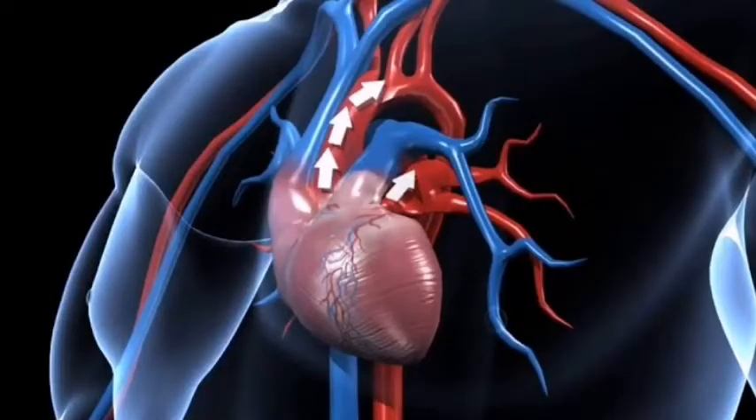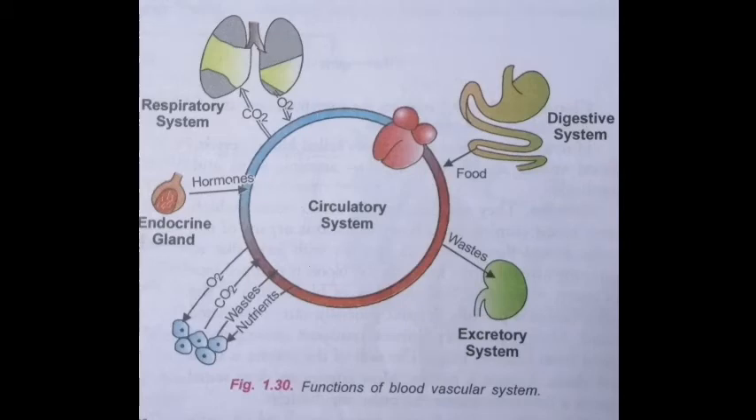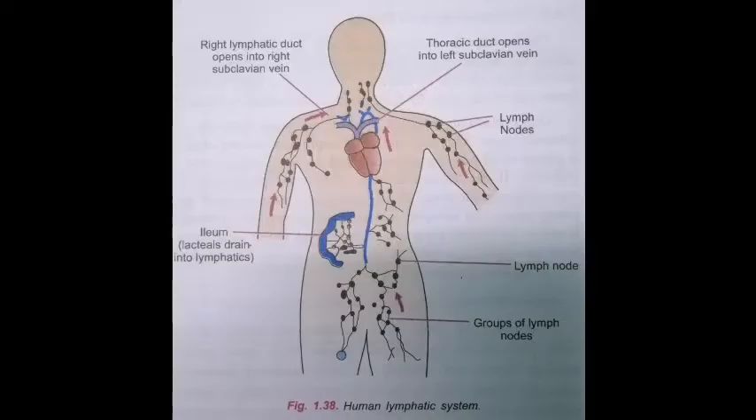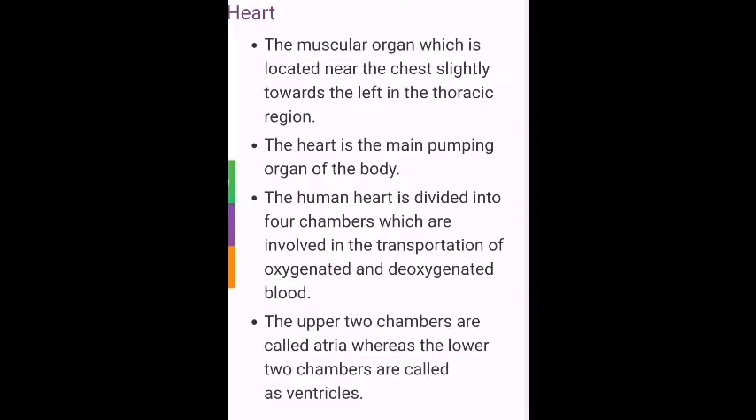Next is transportation or circulation. The main organ which helps for the transportation in humans is the heart. And the importance of transportation in all organisms and the components of the transportation system, blood and lymph, the structure of the heart, four chambers of the heart, the valves present in the heart, all are very important.